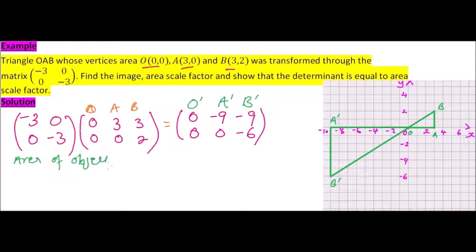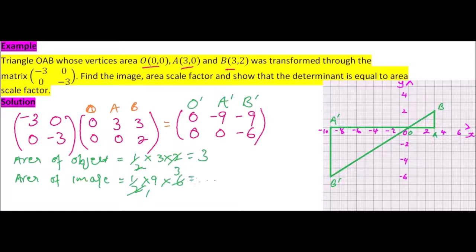Then from there we are required to find the area of the image, which we have done. We need to find the area scale factor. The area of the object is a half base times height. That is a half times 3 times 2, which gives us 3. We then get the area of the image, which is a half base times height. That is, we will be able to get a half multiplied by 9 multiplied by 6, and 9 times 6 would give us 54, divided by 2 is 27.